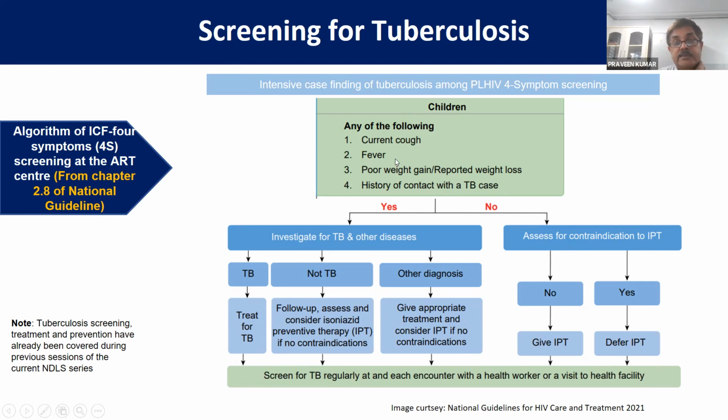But if the child has any of these four, then we have to investigate. If the child has tuberculosis, we will have to treat for tuberculosis. If it is not, then we have to consider IPT. And if there is another diagnosis you have found, then you also have to treat that diagnosis or condition, and consider IPT if there is no contraindication.